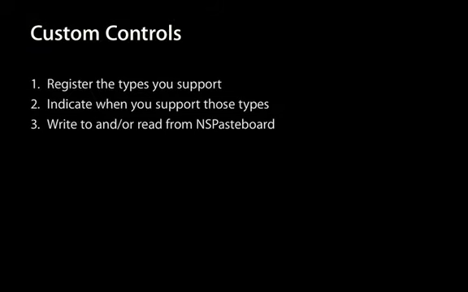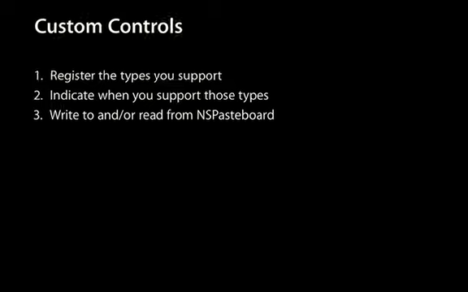But if you have a custom control, for example, our photo app has a custom control to display each photo, there are 3 steps you have to follow to implement the API. You have to register the types you support, indicate when you support those types, and then actually do the pasteboard writing and reading. So I'll show you how we implemented this API in my app.